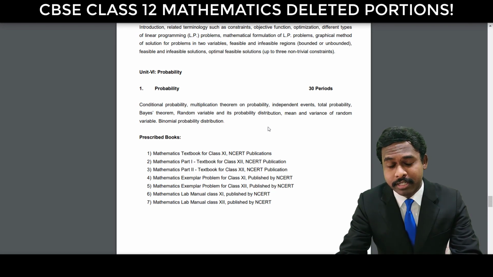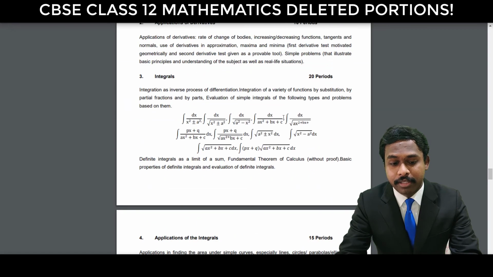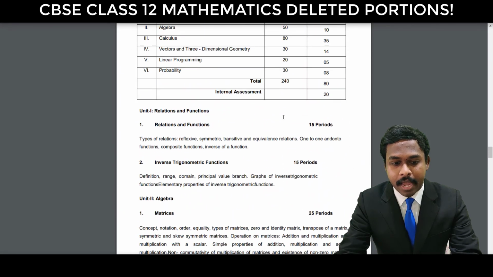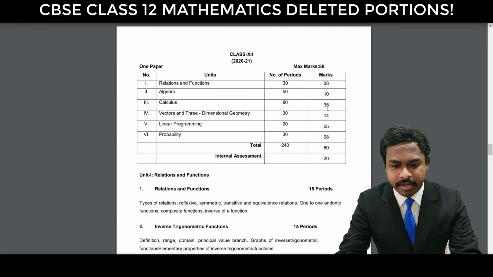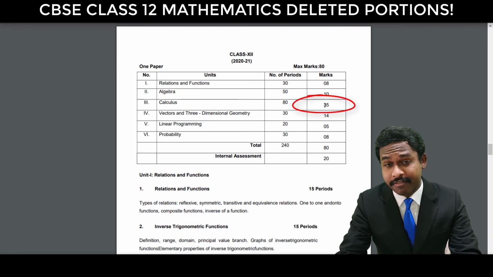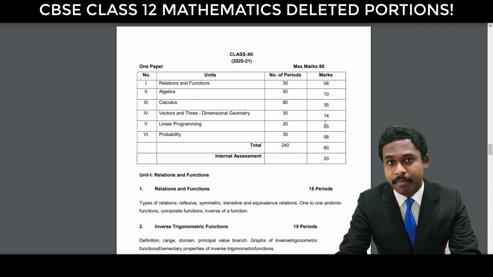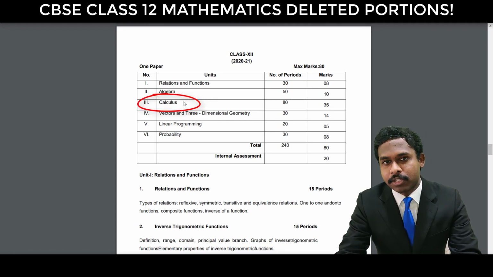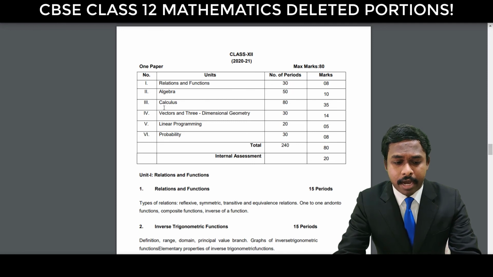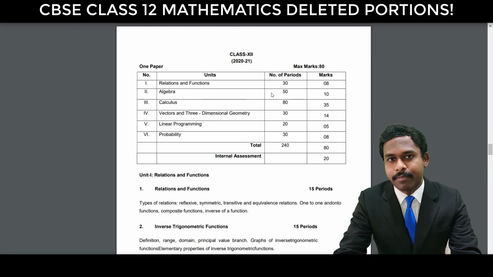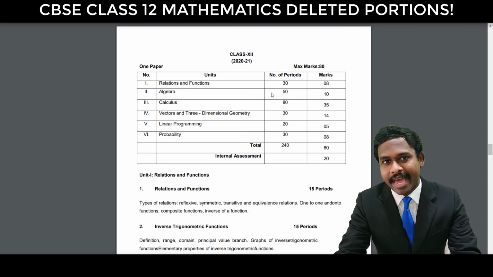So you just have to exclude this particular portions and only focus on those other portions which are given. Okay. So I request you to concentrate more on calculus because it carries 35 marks out of 80, and then you just have to understand that every subject is important, but you just have to give more importance to calculus, especially integrals, application of integrals, differential equations, and continuity and differentiability, because big large questions are going to be asked from these particular topics. So I request you to concentrate on that. That's all. These are the deleted portions of the CBSE Class 12 Mathematics Board Examination.